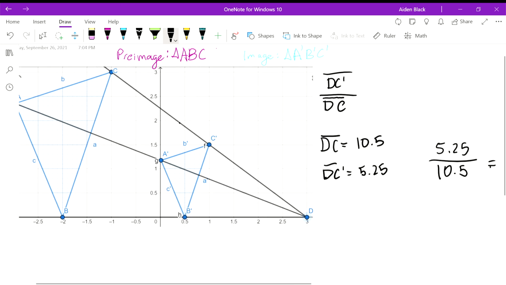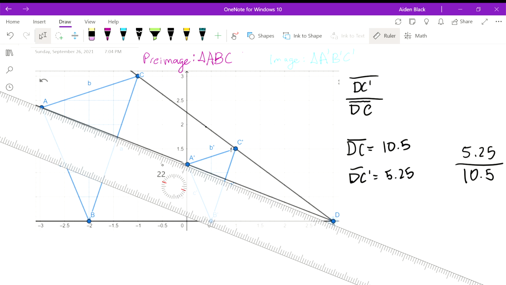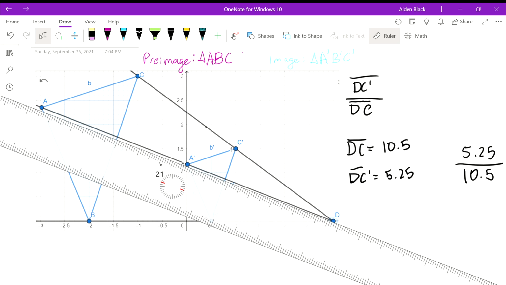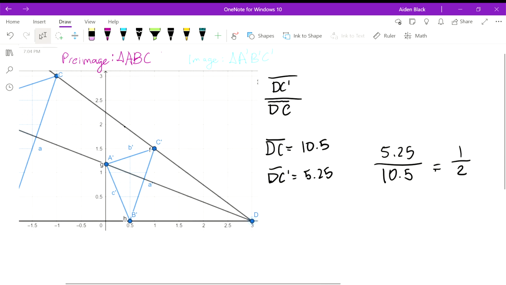Now you can, if you wanted to, confirm all these lengths, but since we were given the fact that it's a dilation, we know that it is a similar triangle, that their proportions match, and the proportion is 1 to 2.